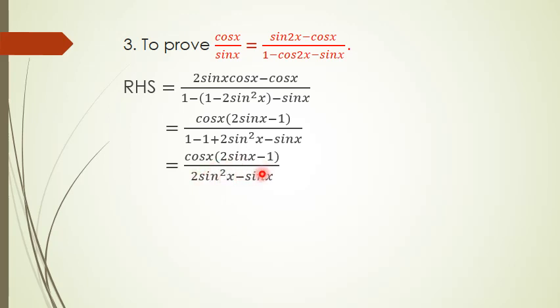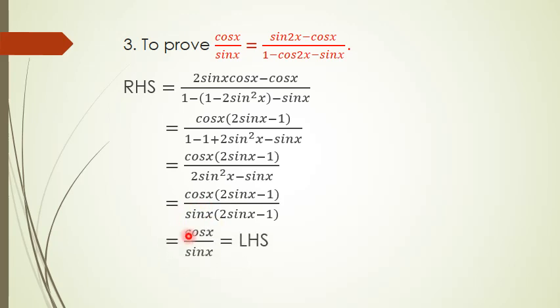Now sin x is a common factor here, then we can factor that out. We now have cos x into 2 sin x minus 1 all over sin x into 2 sin x minus 1. Then 2 sin x minus 1 cancels with 2 sin x minus 1. And we remain with the required result, cos x over sin x, which is equal to the left hand side.